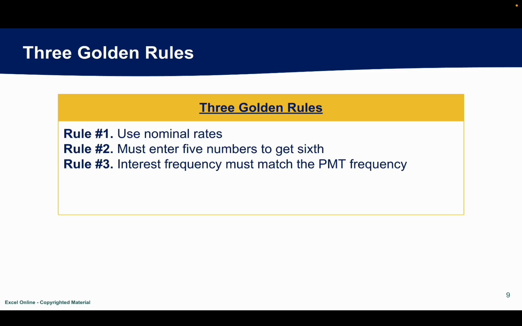So let's put the three very important golden rules together. Rule number 1, we must use a nominal rate with these 6 functions. Rule number 2, we must enter 5 values to find the 6th. And rule number 3, the interest frequency must match the payment frequency. If they don't match, we use NPEPN to find a matching rate.